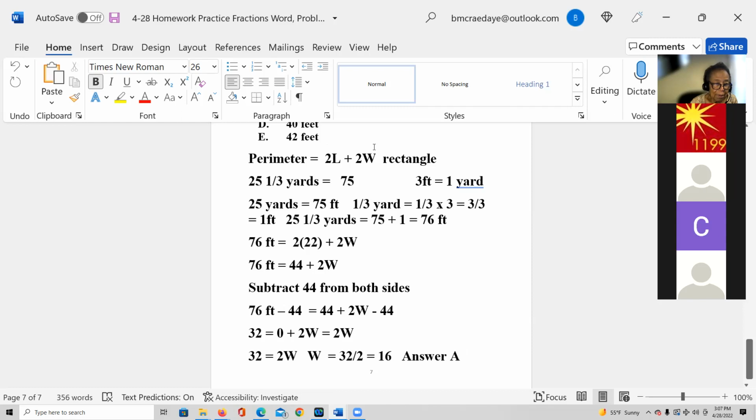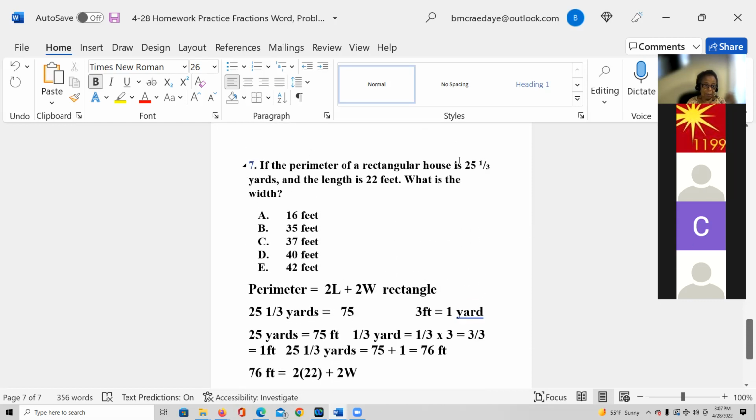Okay, so we know that the length was 22. No, the 25 1/3 is the perimeter. But we had to convert, since we were given yards and feet, we can't work with dimensions that are different units. So we had to convert the yards to feet, because look at the problem. The problem gave you the length in feet, but the perimeter in yards. Okay. So you had to convert the yards to feet. So you're working with feet.